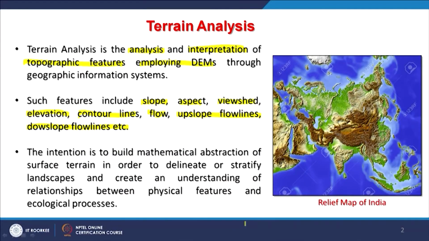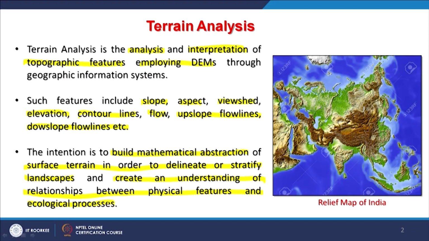Earlier, when we did not have these facilities, terrain analysis was performed either using aerial photographs or survey topo sheets. But now we have the advantage of digital elevation models and GIS. Basically the purpose of terrain analysis is to build a mathematical abstraction of surface terrain in order to delineate or stratify landscapes. Whatever landforms are present, how they are there, can we represent them through mathematical functions and create an understanding of the relationship between physical features and ecological processes.